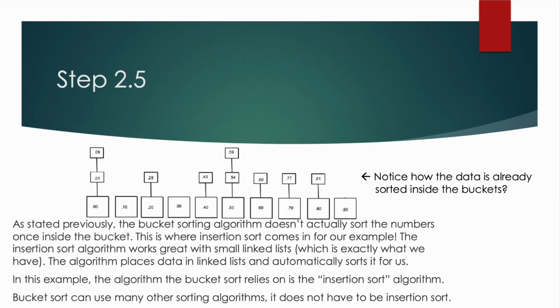Step 2.5. Notice how the data is already sorted inside the buckets. As stated previously, the bucket sorting algorithm doesn't actually sort the numbers once inside the bucket. This is where insertion sort comes in for our example. The insertion sort algorithm works best with small linked lists, which is exactly what we have. The algorithm places data in linked lists and automatically sorts it for us. In this example, the algorithm the bucket sort relies on is the insertion sort algorithm. Now, it's important to note that bucket sort can use many other sorting algorithms and it does not have to be the insertion sort.